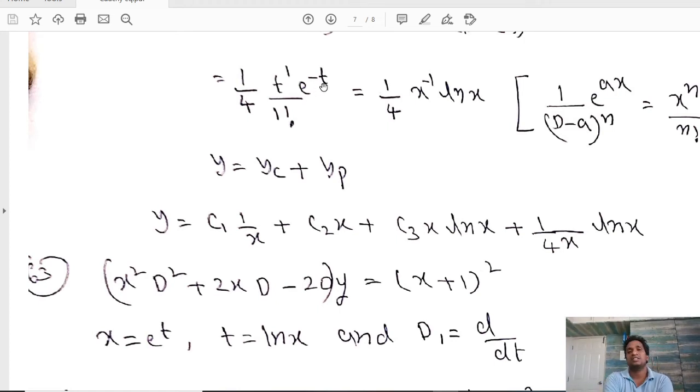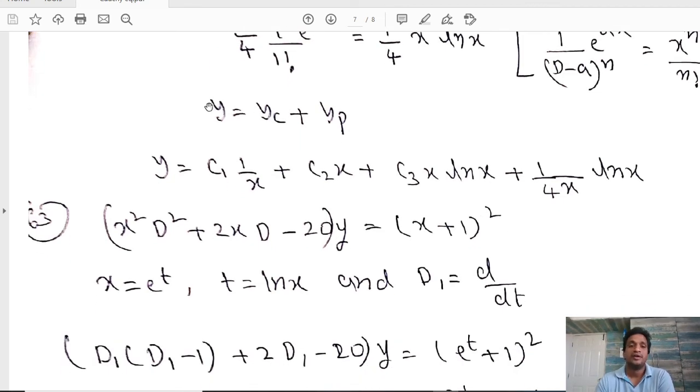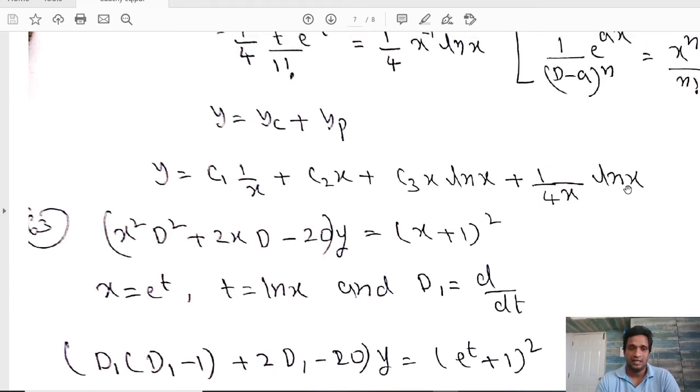Again we have to change the t values into x. Then 1 by 4 e power minus t: e power minus t will be x power minus 1 and t will be ln of x. So the total solution will be y is equal to yc plus yp, that is c1 by x, c2 x plus c3 ln x plus c4 1 by 4x into ln x.